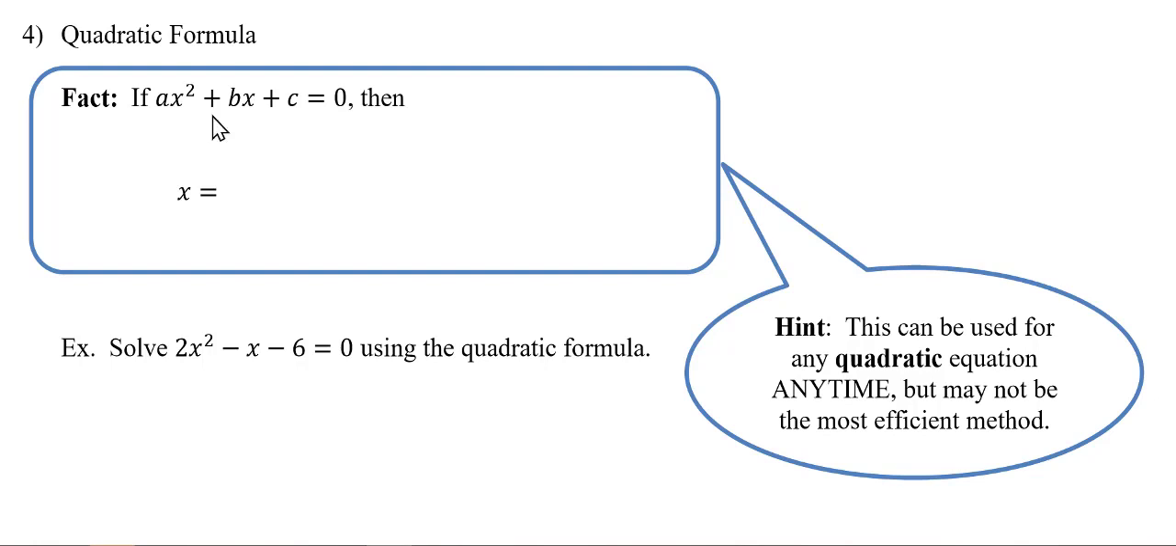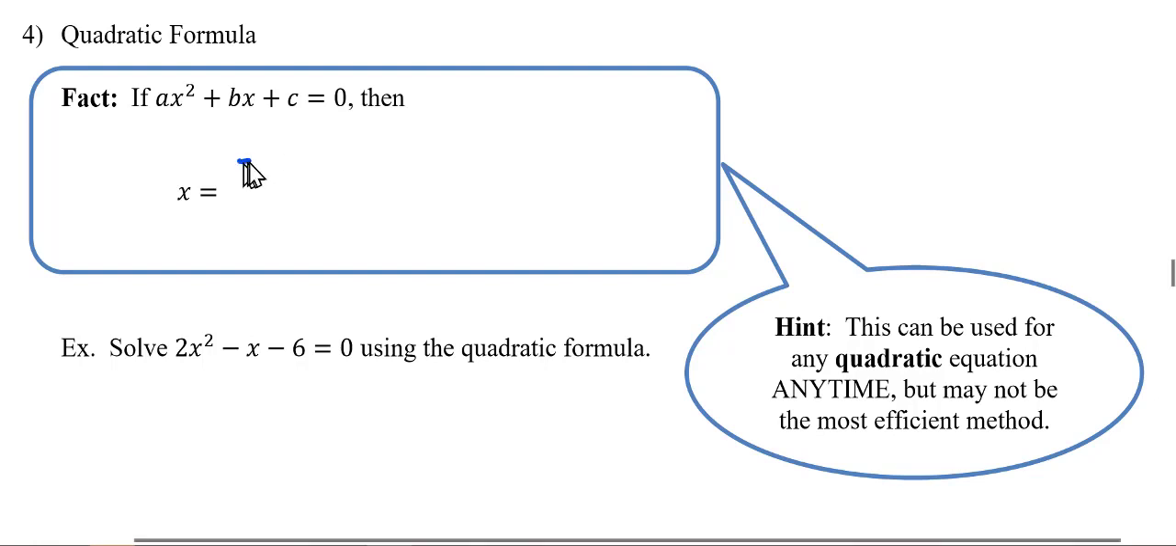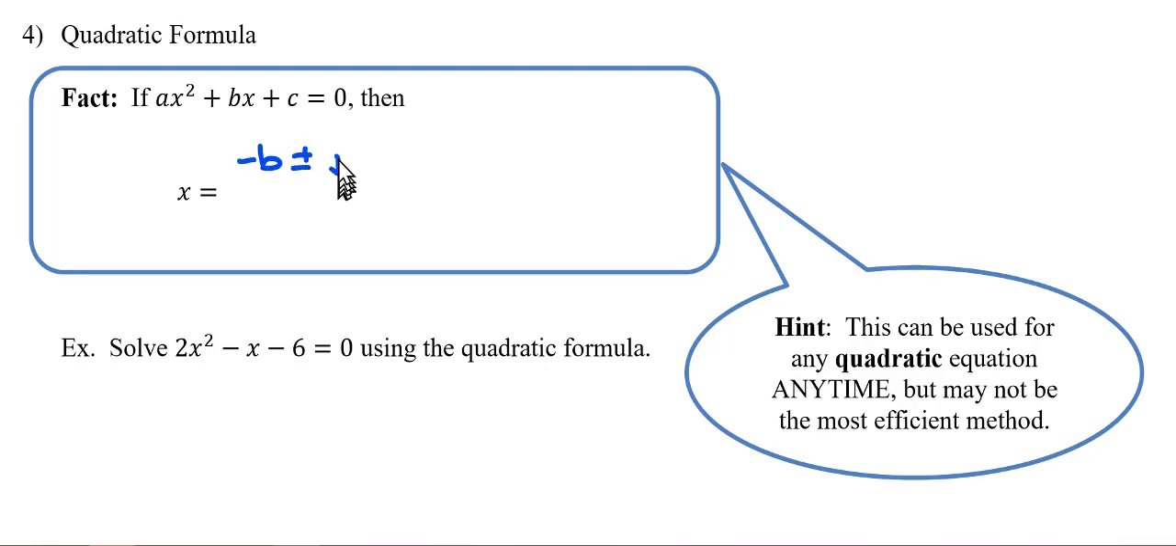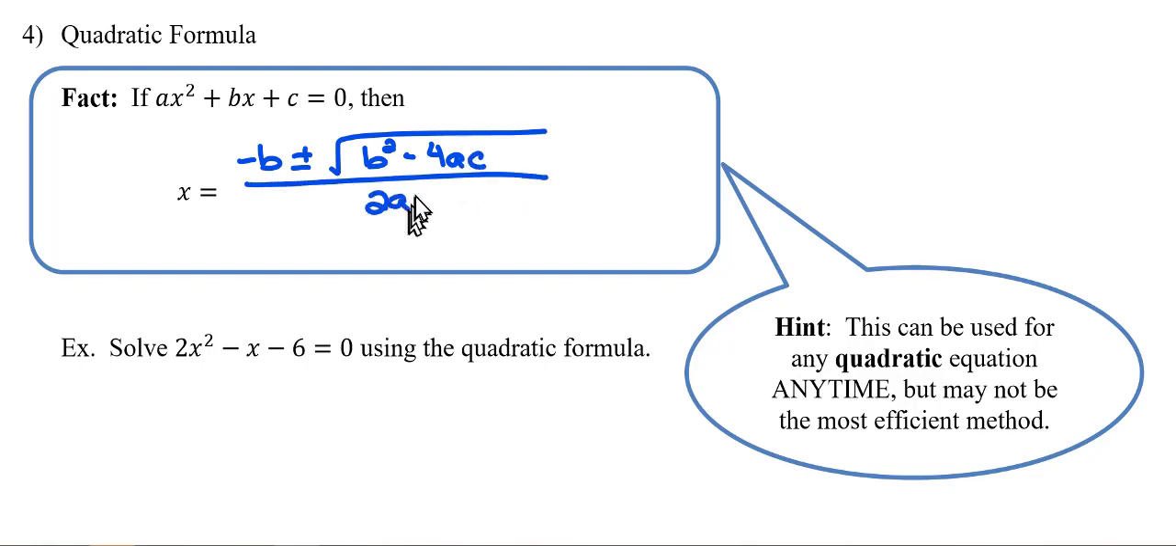If you have a quadratic equation, ax squared plus bx plus c equals 0, then x will always equal negative b plus or minus the square root of b squared minus 4ac all over 2a. Some of you may know that. You may have heard that before.